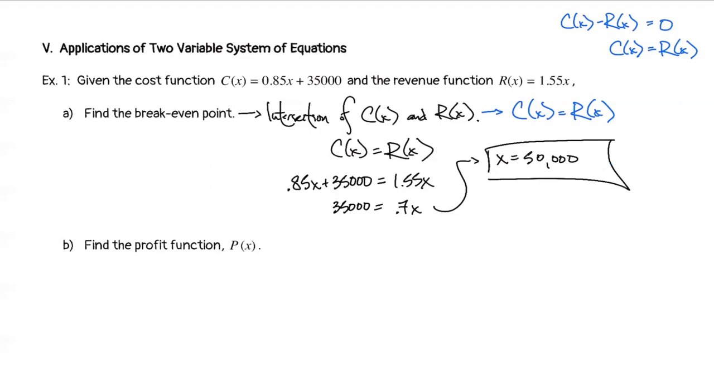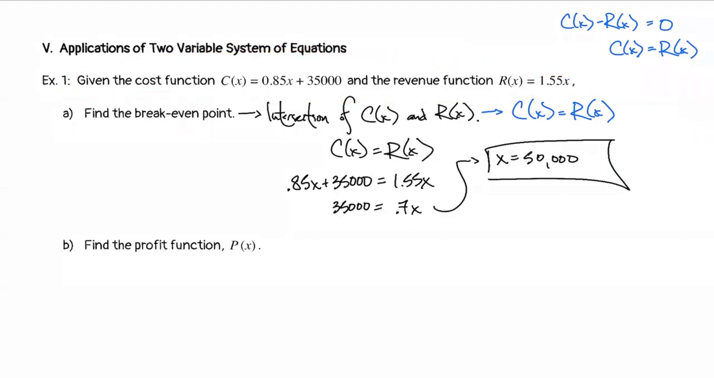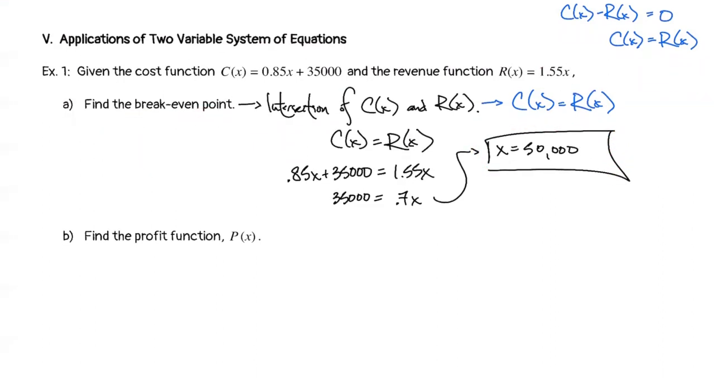Okay. And so this is a really stripped down word problem, but I think if we think about it in the context of, you know, selling a product, right? Let's say that you're selling some sort of product. If you sell 50,000 units of whatever you're selling, then you will be at your break even point. Okay, then you will be at your break even point.